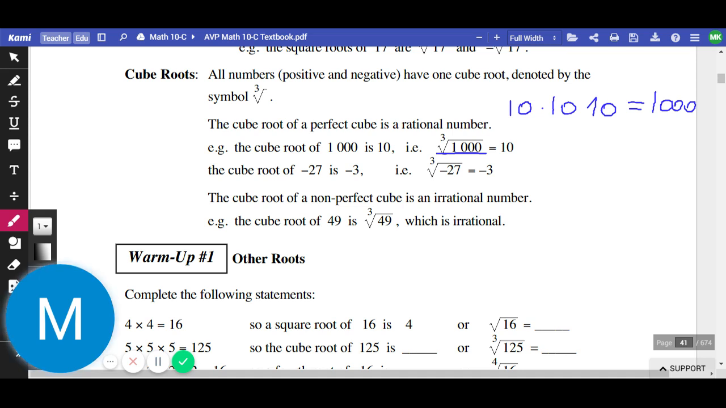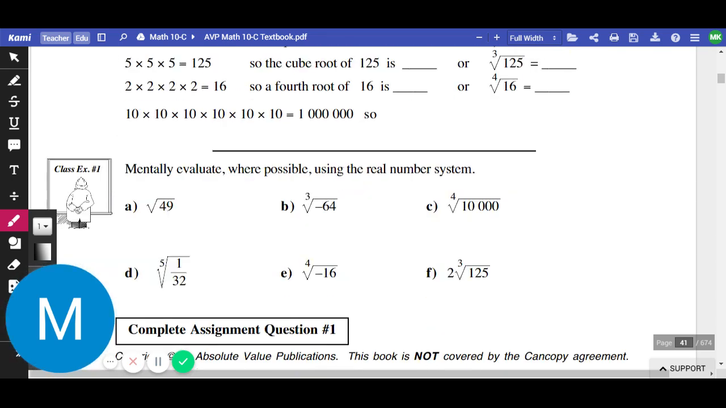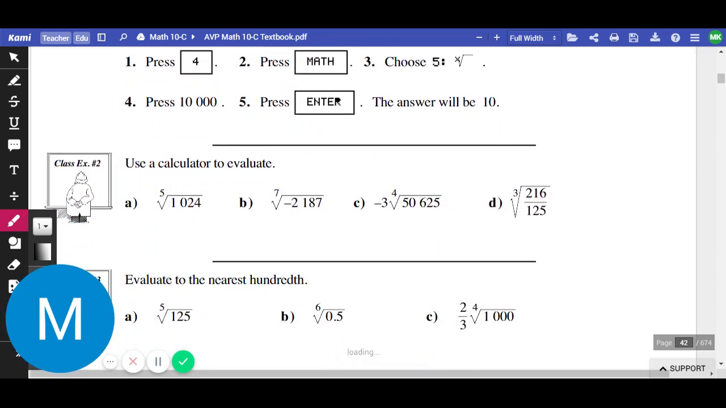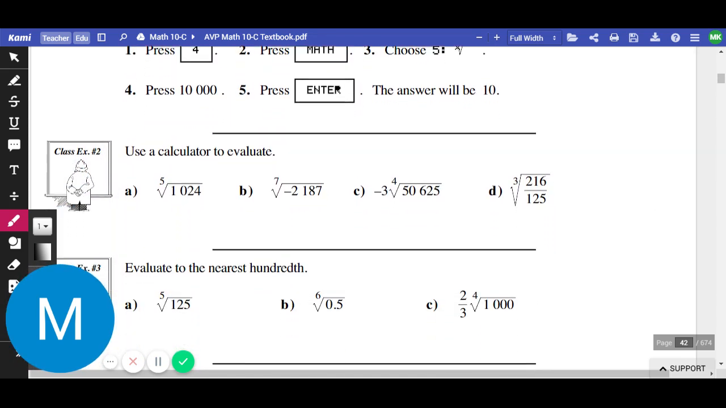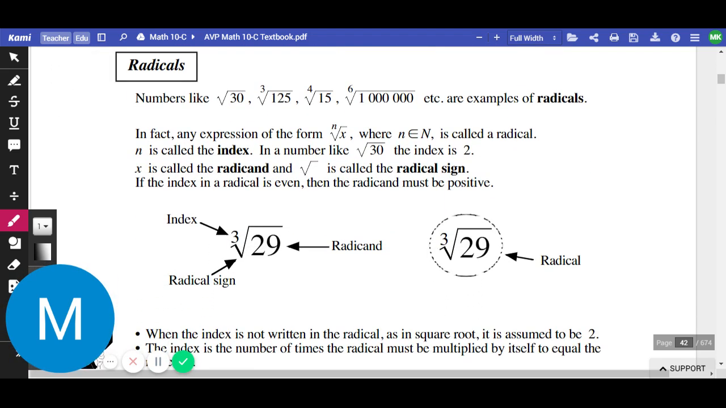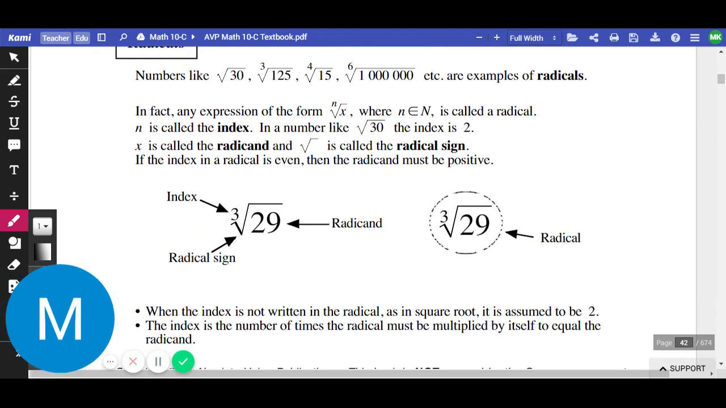Let's talk about the parts of a radical. There's instructions right there, top of page 34, on how to use the x root if you're ever confused. This slide is my favorite slide that we talk about. It's at the bottom of page 34, I believe. We're just going to talk about the parts of a radical because there's specific names, and I will use that terminology, so you need to know that terminology. Otherwise, it's very hard. They have the cube root of 29 right here.